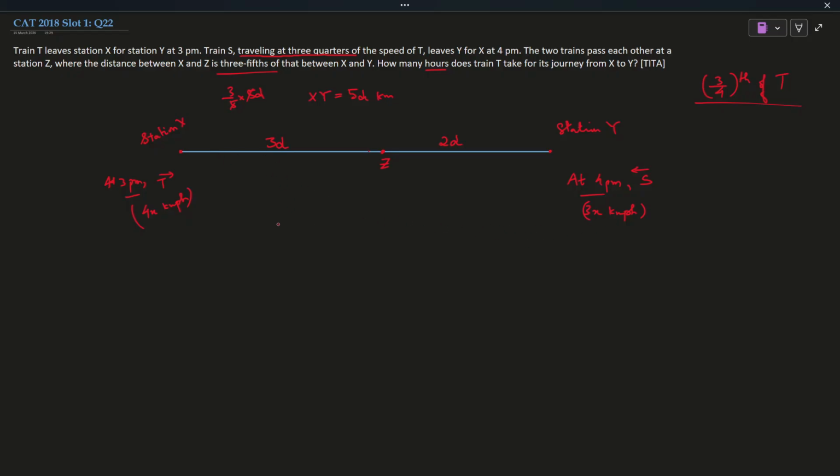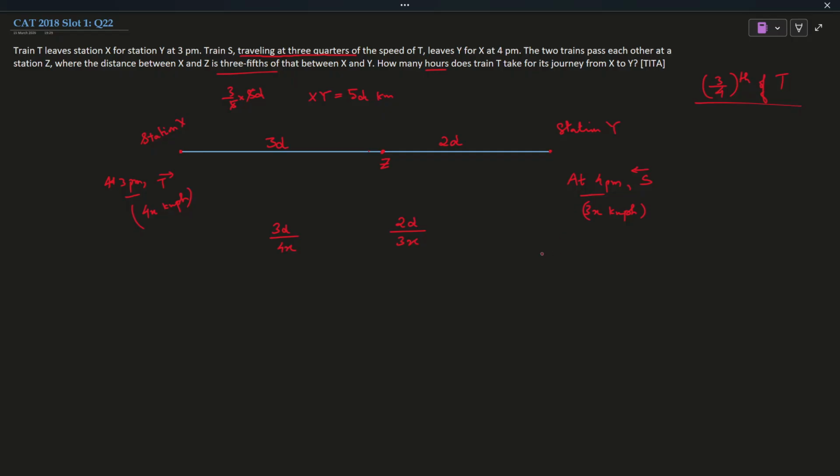So what is the time taken by T? Time taken is distance in kilometers by speed. This is the time taken by T. What is the time taken by S? The time taken is distance by speed.